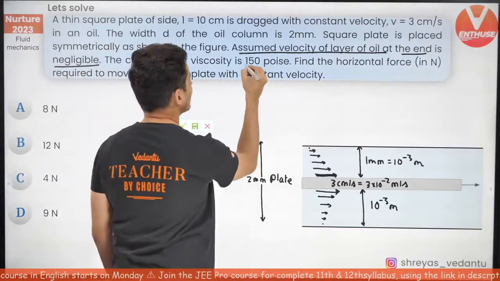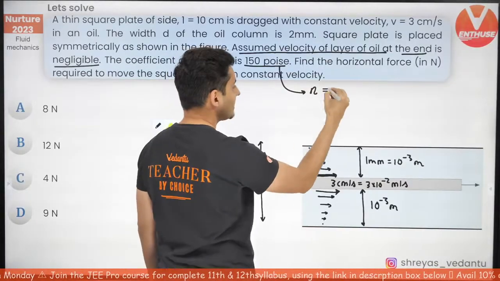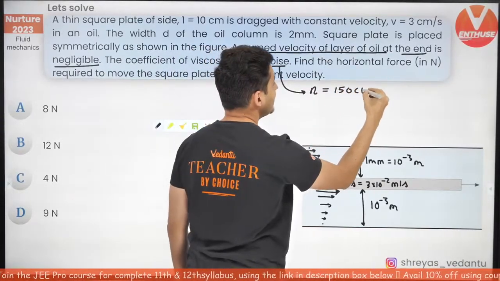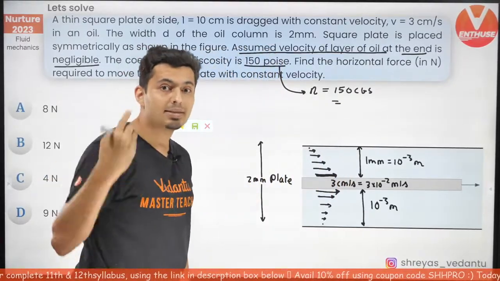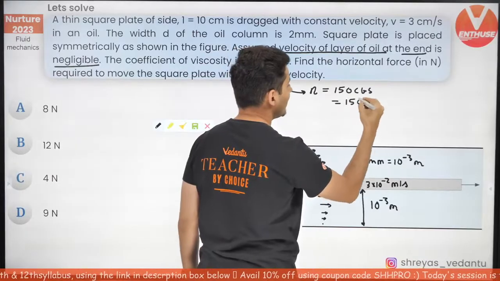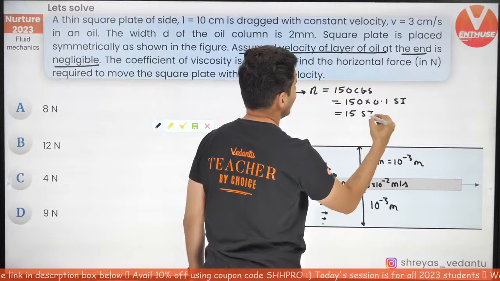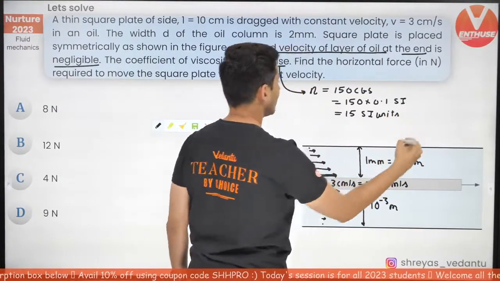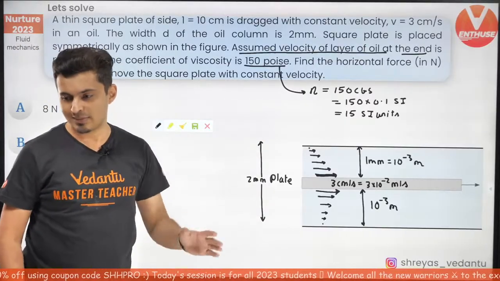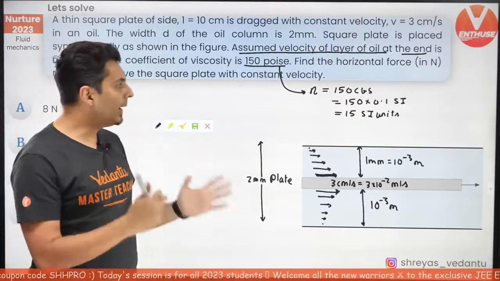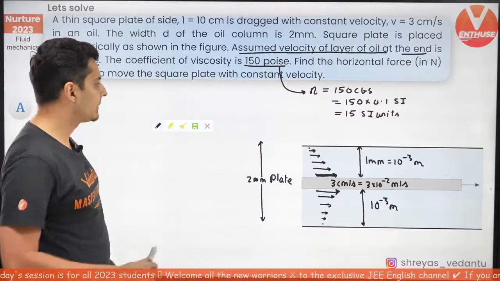Last thing, the viscosity is 150 poise. That means eta is 150 CGS units. Remember, 1 CGS unit is 0.1 SI unit. So this will be 150 into 0.1 SI units, which is 15 SI units. Does it make sense? I have given you the conversion factor just some time back. Alright, perfecto. Yep.